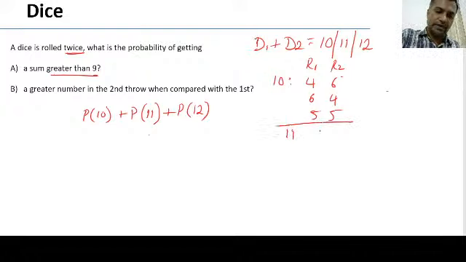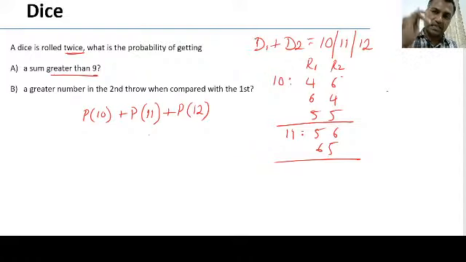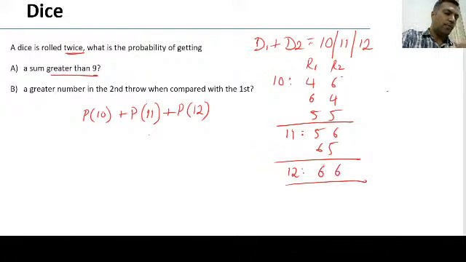Okay, what about 11? 11 is nothing but 5, 6 or 6, 5, because whether you got 5 first or 6 first matters, because you rolled it twice. When you rolled it twice, there is an orderliness, because the first roll is different from the second roll. Let's be mindful about it. That is where the counting that you learned in P and C has to be useful here. Okay, 12. What about 12? 6 and 6.